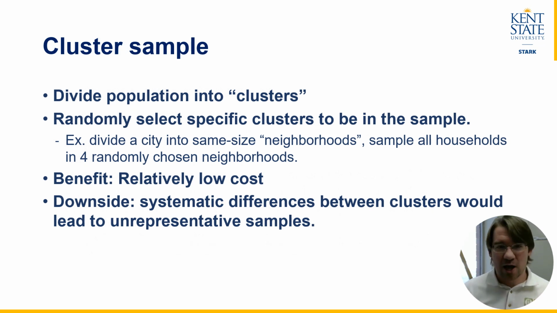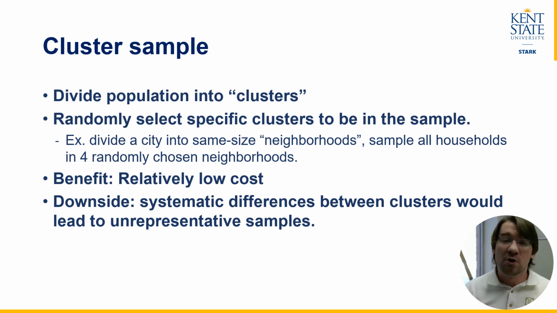The fourth random sample option feels somewhat similar to a stratified sample, but it's actually quite different. In some ways, it's actually the opposite. Right? So a cluster sample involves dividing the population into clusters. We then randomly select specific clusters that will be included in the sample. Now notice the difference between this and stratified sampling. With stratified sampling, we're sampling from each stratum to ensure that every stratum is represented in the sample. With cluster sampling, we're taking a few clusters in their entirety and leaving other clusters out of the sample.